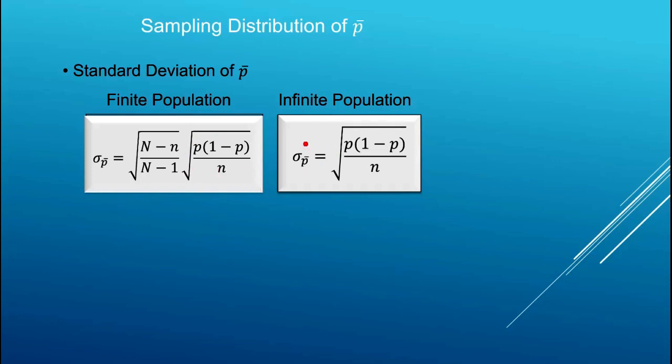Again, we need to concern ourselves with the standard error of the estimate, in this case the standard error of the sample proportion. That is calculated by taking P, the true population proportion of individuals age 25 and older that have a bachelor's or more, times 1 minus that proportion, divided by the sample size. That gives me a good estimate of the standard error of the estimate, or the standard deviation of the sampling distribution of the sample proportion.